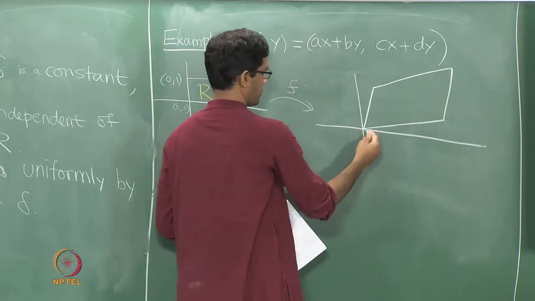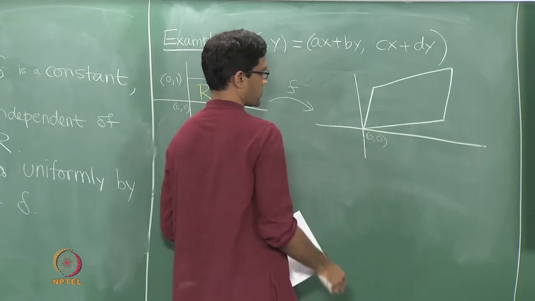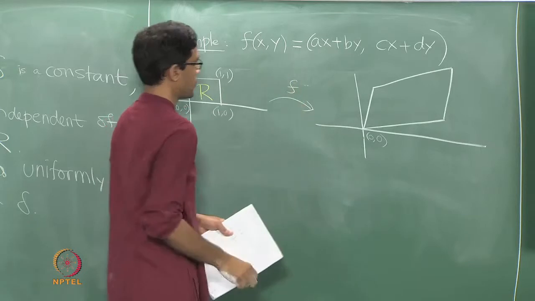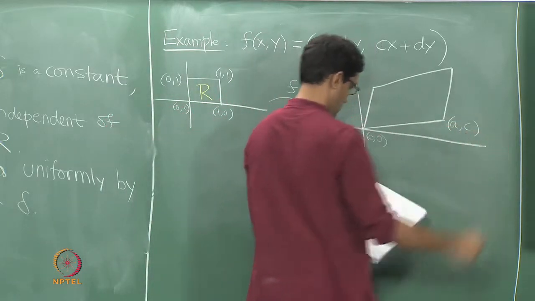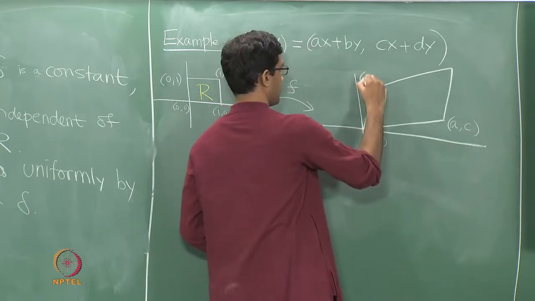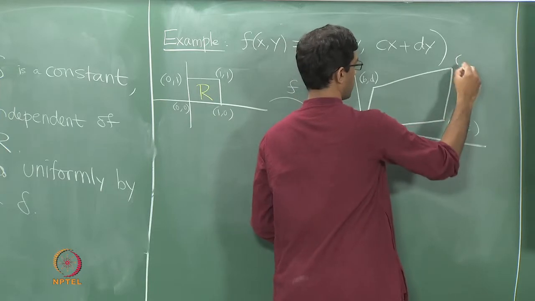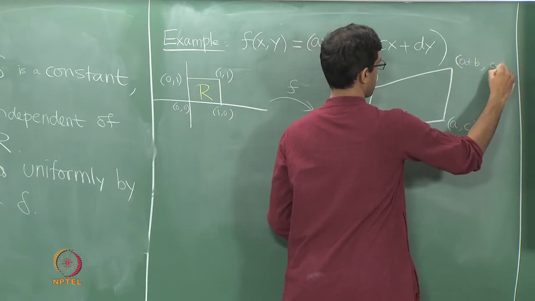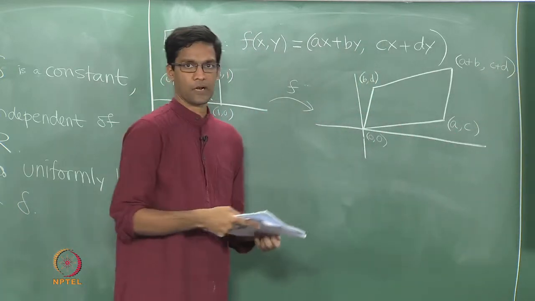Okay. So how do I deduce this? Well, I will just figure out the 4 endpoints. So for instance the origin maps to the origin, I just plug in 0 0. 1 comma 0 maps to the point a comma c by plugging in, 0 comma 1 maps to the point b comma d, and the point 1 comma 1 maps to, well a plus b comma c plus d. So these 4 are in fact vertices of a parallelogram.